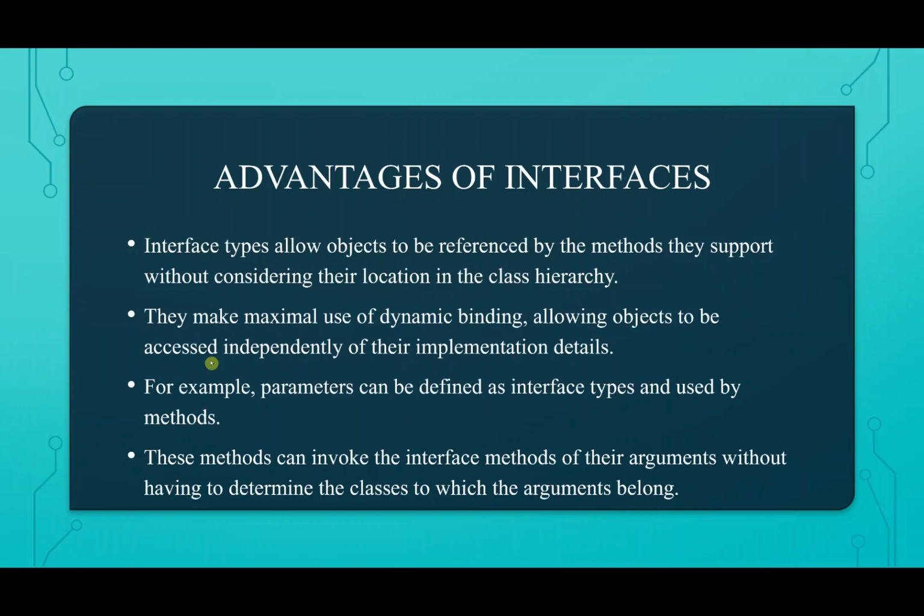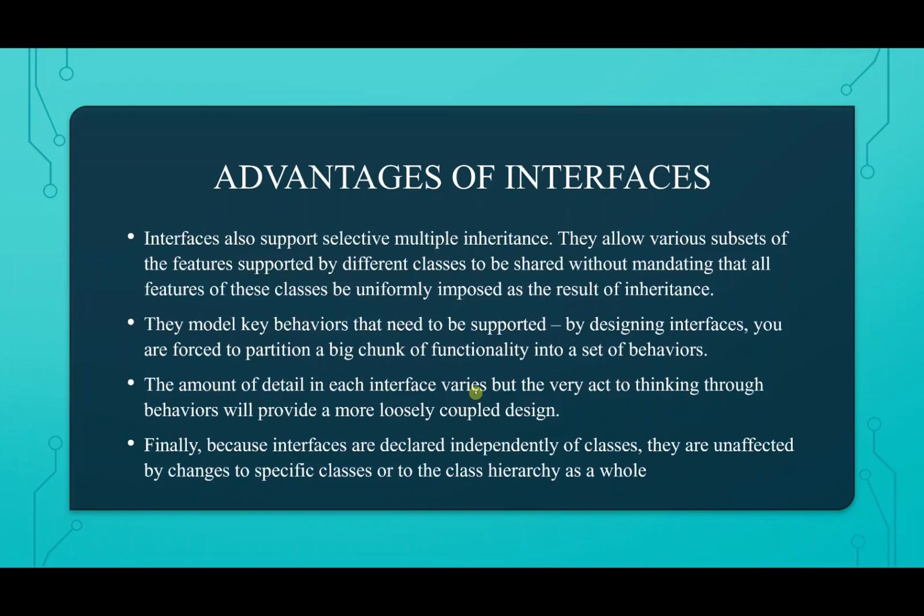The other reasons would be that interface types allow objects to be referenced by the methods they support without considering their location in the class hierarchy. They make maximal use of dynamic binding. For example, if the parameters can be defined in an interface, for any classes or methods, you can define them as of interface type and use them in your methods. So these methods can invoke the interface method for their argument without having to determine what class is actually implementing that method, as long as that class is implementing that method.